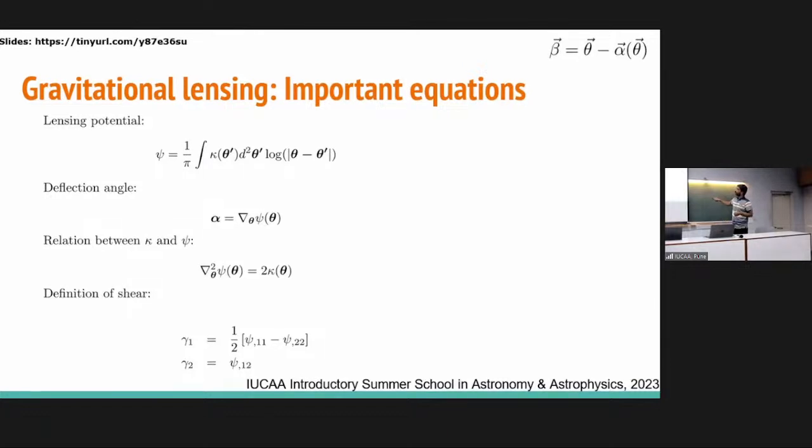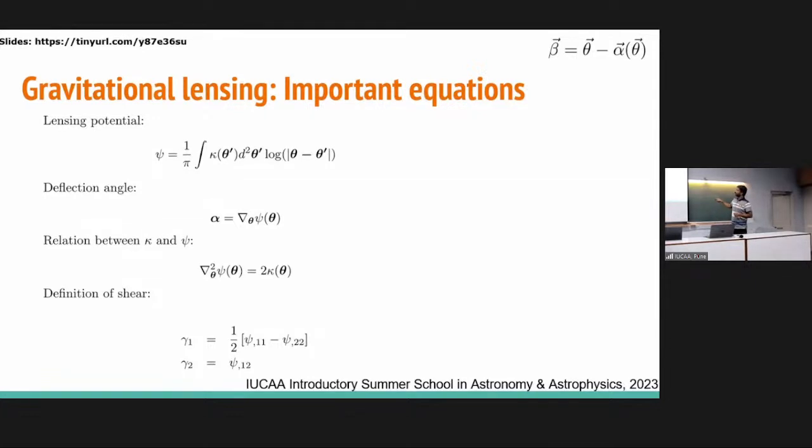Then if you want to work out the deflection angle, you just have to take a gradient of this lensing potential. Just like you have a potential in gravity, you take a first derivative and you get the force. Similarly, the same relation holds between deflection and the lensing potential, just that this is a 2D gradient. Remember, alpha is a vector, and that's why you take a gradient and you get a vector.